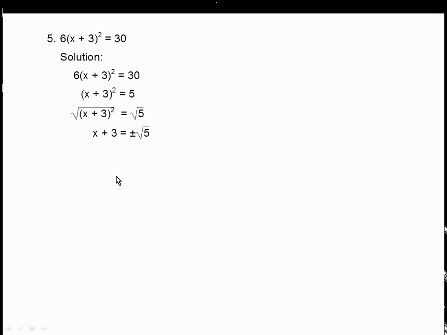To get x by itself, subtract 3. And again, the minus 3 is going to go before the plus or minus. Put the numbers before the plus or minus. Don't put them on the end. So x is equal to negative 3 plus or minus square root of 5, or here it is separated as two answers. Please don't factor out a negative or anything like that. Just leave it alone.